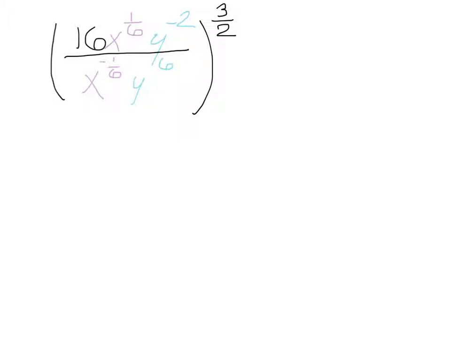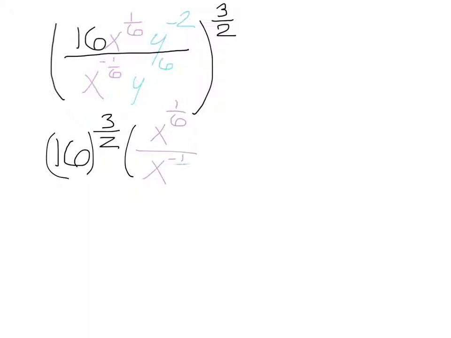Maybe I'll make this easier by going ahead and splitting this into 3 different terms. So first, I'm going to write out my constant. So I have 16 to the 3/2. And then I'm going to think about my x terms. So x to the 1/6 over x to the negative 1/6. And all that is still to the 3/2 power.